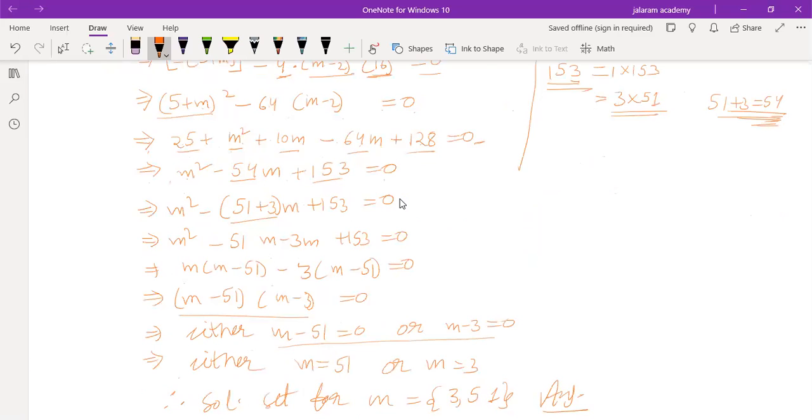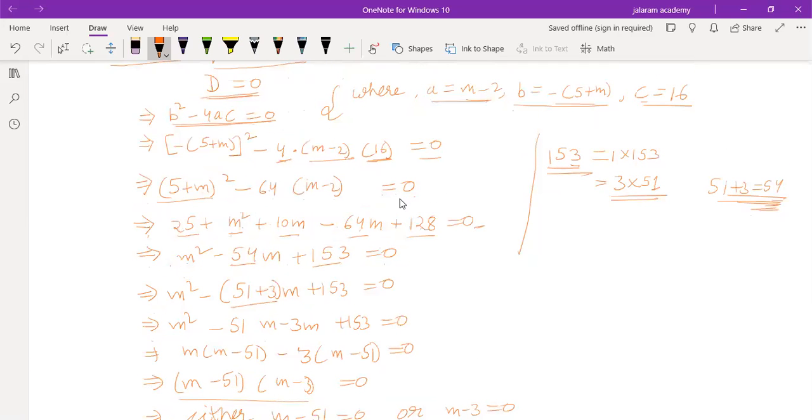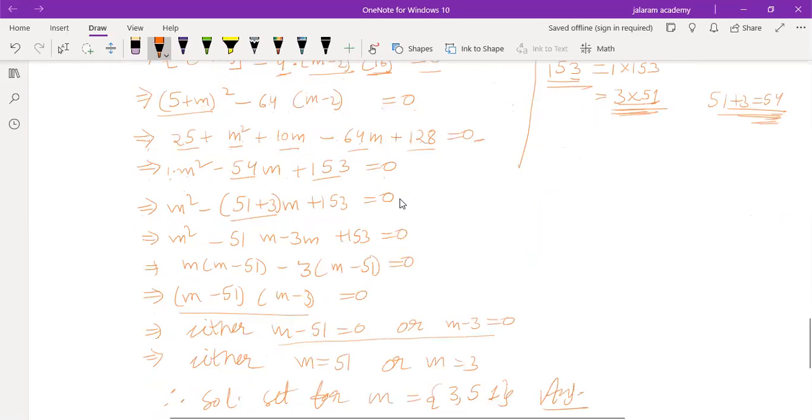Okay. Remember, whenever there is no coefficient of m square, means coefficient of m square is 1, the factors which we find, 3 and 51, become the roots of the equation also. Is that clear to you? I have told you at this line that these are now the roots of the equation. We can directly write in higher classes or in objective exams. But in class 10th, you have to show it by solving completely. Don't ever write it directly.